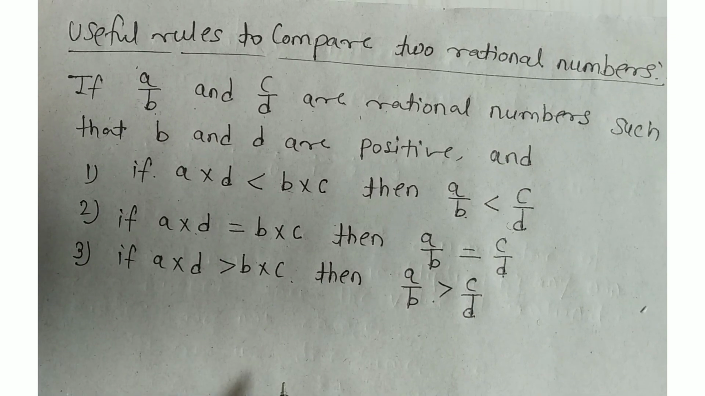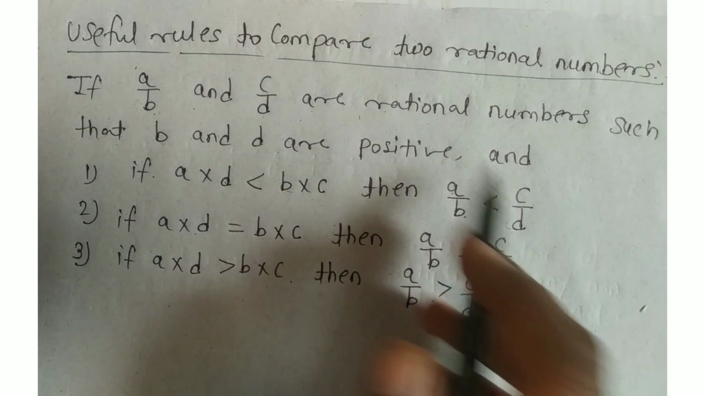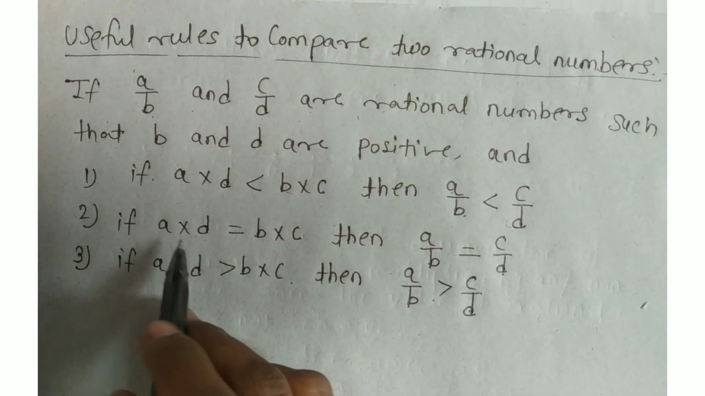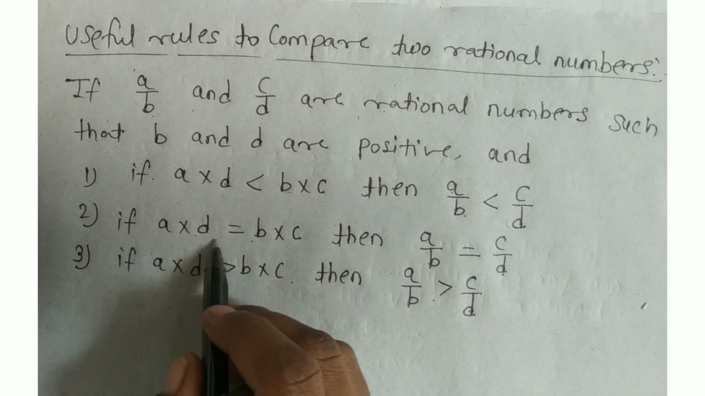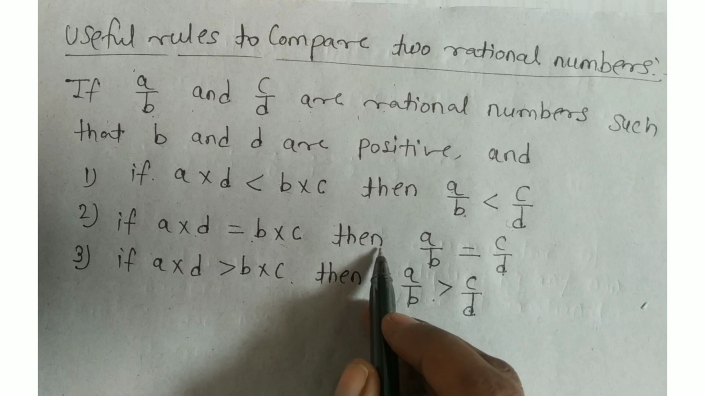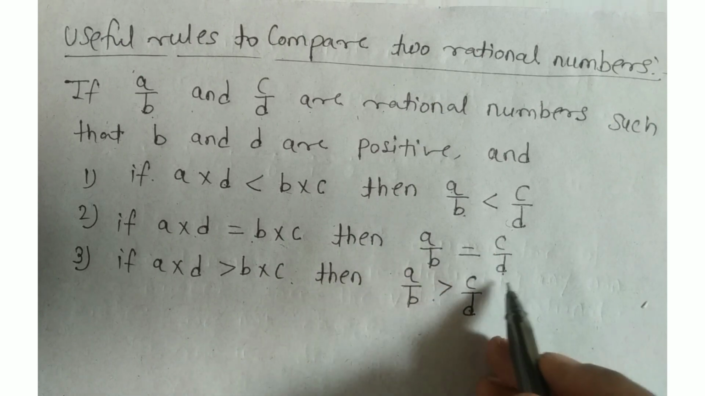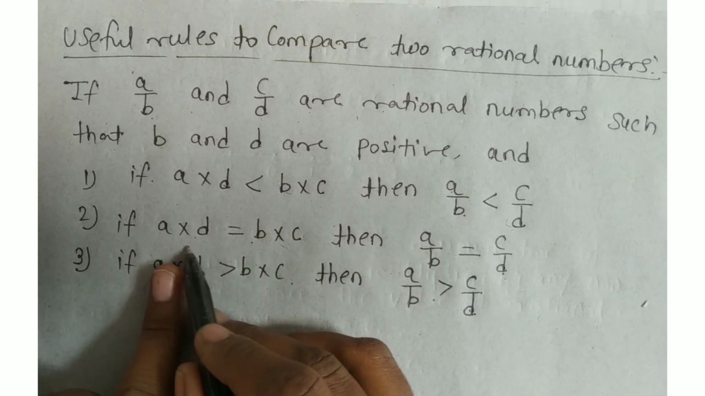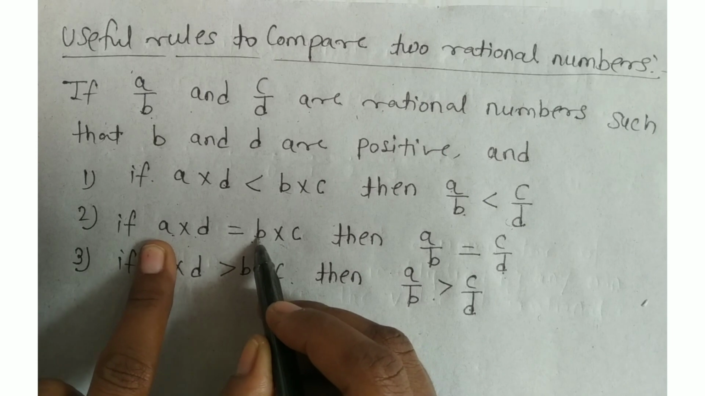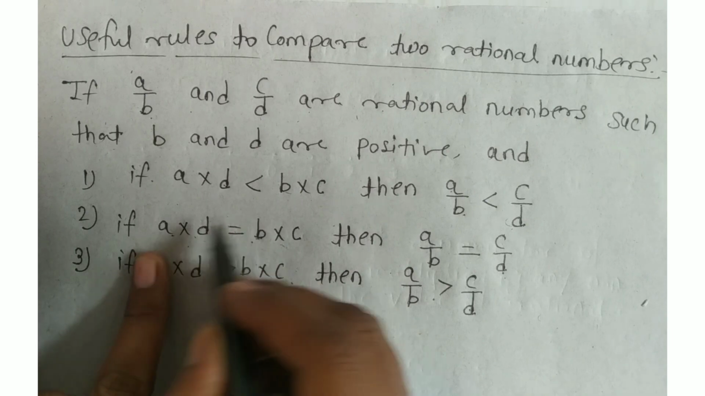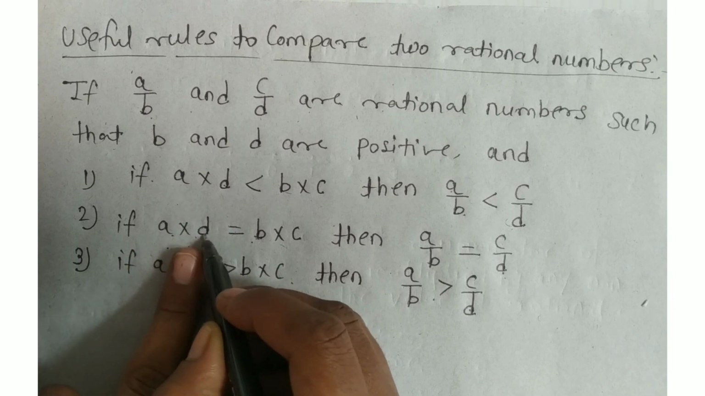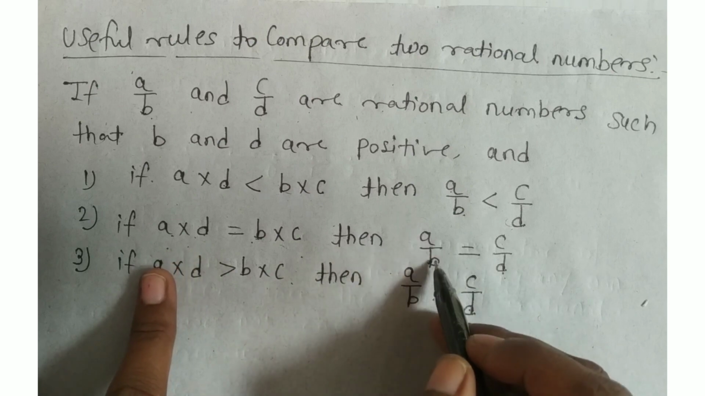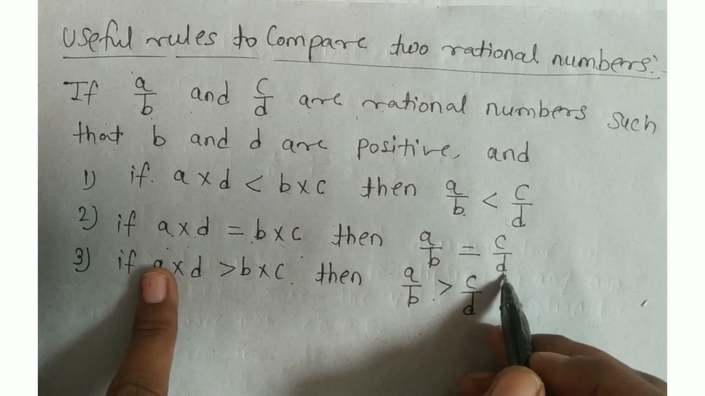I would like to explain one more thing about these rules. Okay, see the second one. If a into d is equal to b into c, then a upon b is equal to c upon d. How are we getting this? See here, this side b will become the denominator and d will go to the other side of the denominator. So we are getting a upon b equal to c upon d.